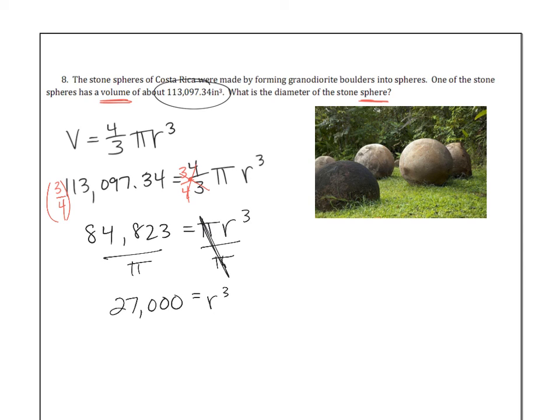Now, if you have r squared equals something, you take what's called the square root. But if you have r cubed equals something, you have to do what's called the cubed root. And it's different than the square root. So I want you to look on your calculators.